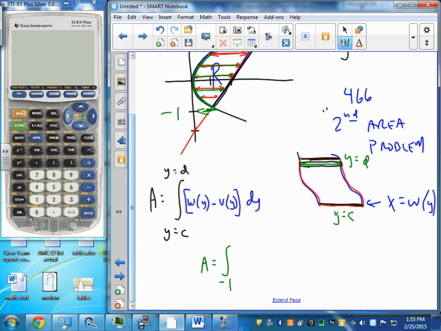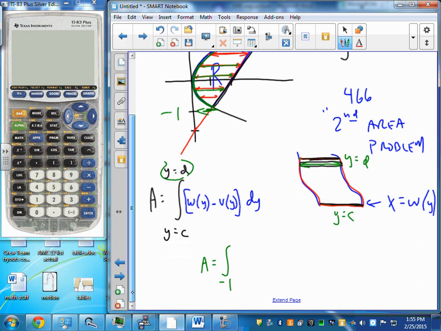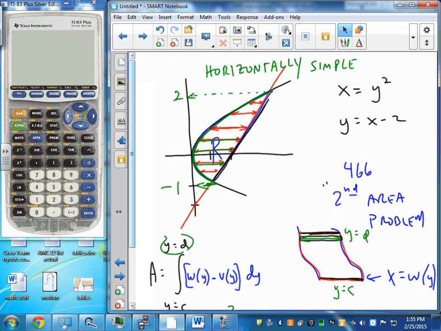The top number, way up here, is going to be where these guys hit. And if you look at the text, it says in example 3, this hits up here at 2. So I'm just going to throw those numbers into my problem here. Y is running from -1 to 2. Now for the integrand, I need the right-hand side. I need to know the equation of this line. I need to know what this is.